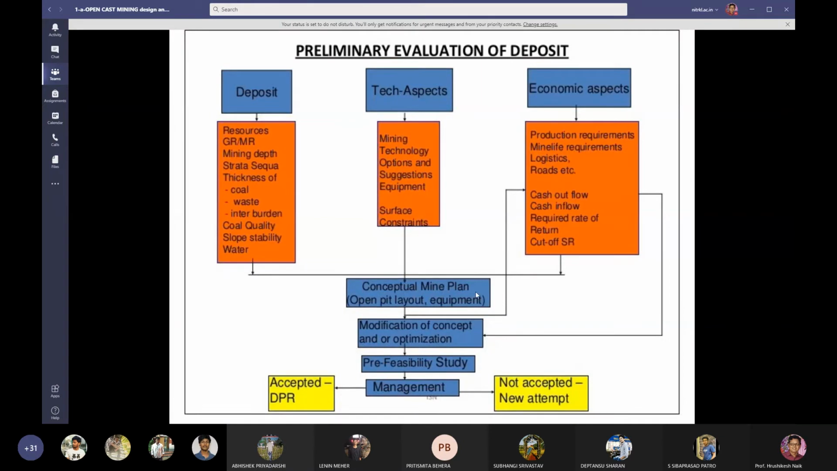After that, a conceptual mine plan is prepared, the open pit layout is designed, and equipment is purchased. Then modification of the concept is done and optimization is done. Then you prepare the pre-feasibility study. Then management has to take a decision whether to accept the detailed project report or not. If it is not accepted, then you have to go for a new attempt. So this is the preliminary evaluation of the deposit.